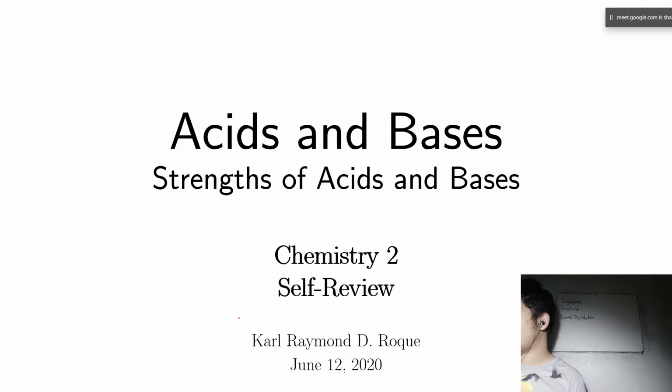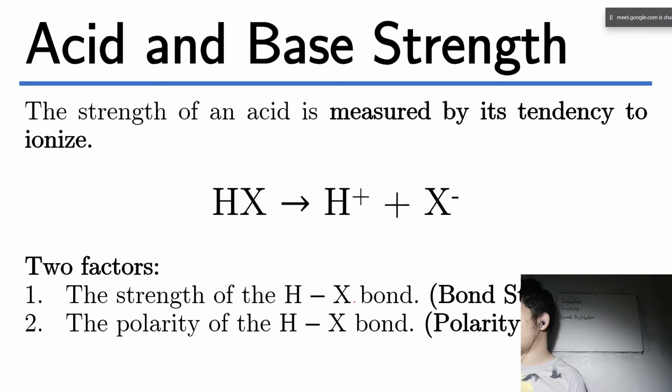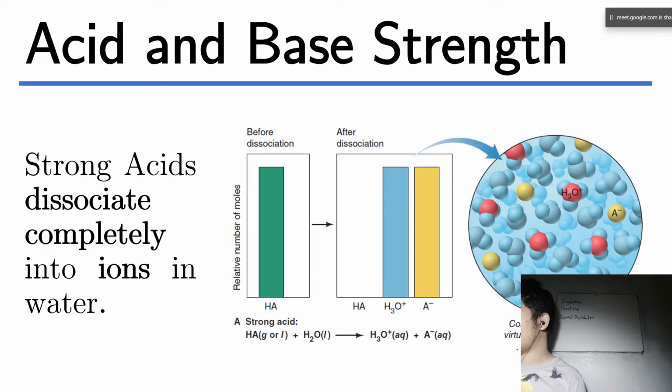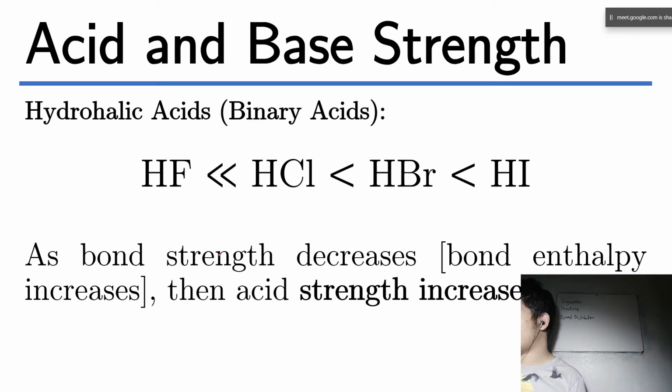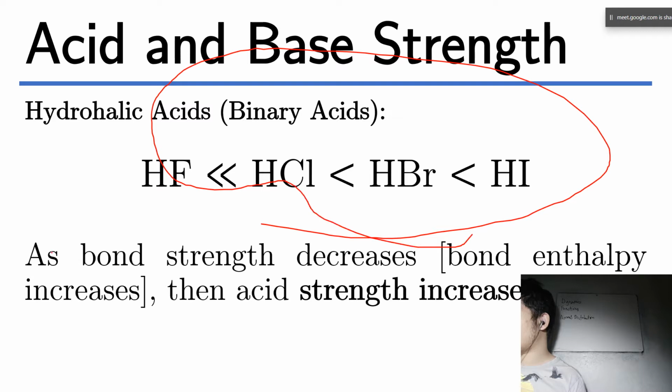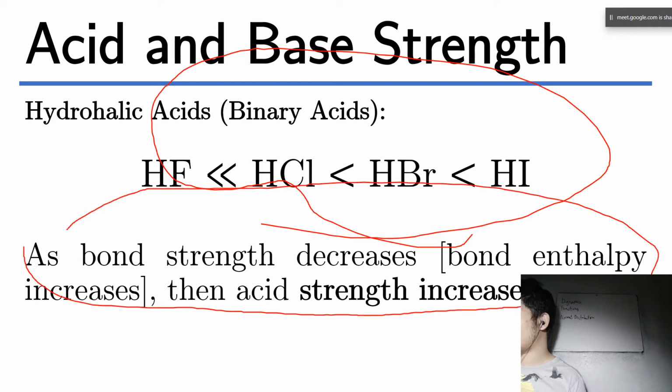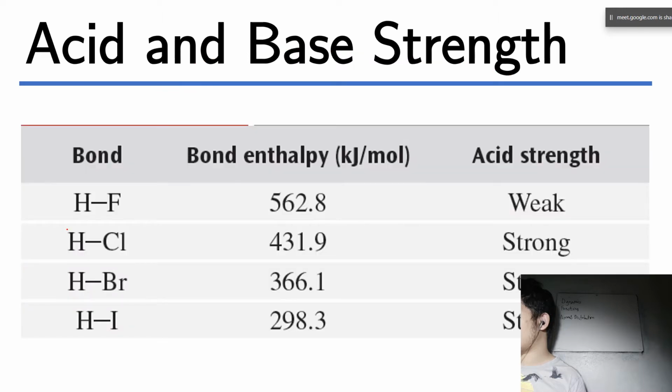Now, let's go on to acid and base strength. Ang pinaka nagmamatter ay bond strength and polarity, no? Strong acids dissociate completely into ions sa tubig. Tapos, weak acids dissociate slightly only. Then, ito lang yung some of the three strong acids, no? Basta alam natin, as bond strength decreases, kasi electronegativity, no? Then, acid strength increases, no? Pag mas electronegative yung element, mas malakas yung acid.